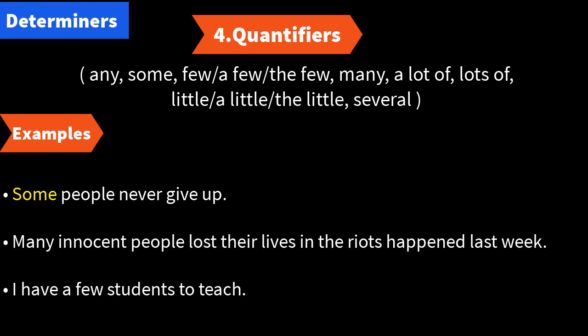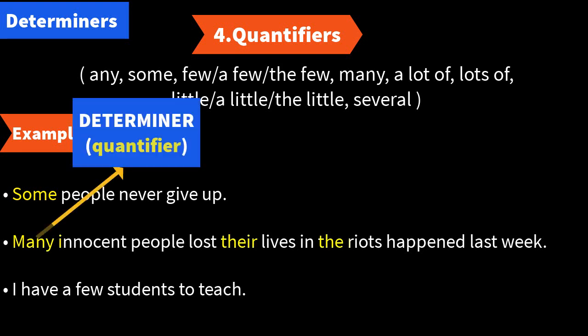Some means more than one, right? But not many. So it's not talking about a particular number. It's not giving you a particular number. And that is why it's an indefinite adjective. Next example, many innocent people lost their lives in the riots that happened last week. So many is a quantifier here, a determiner talking about the quantity of the noun people.